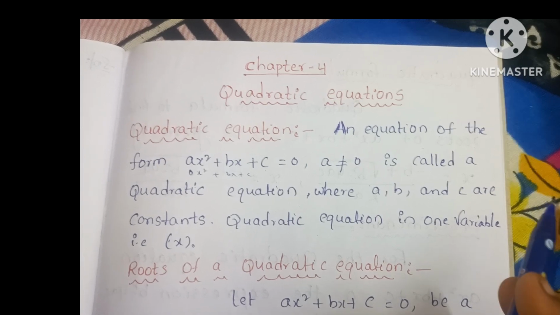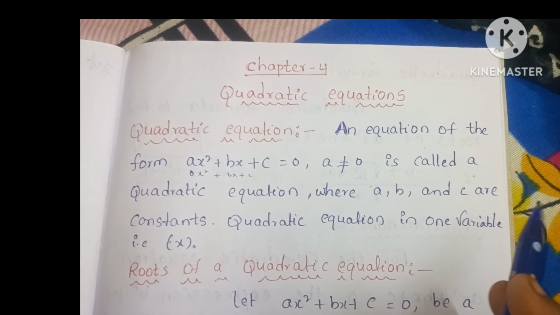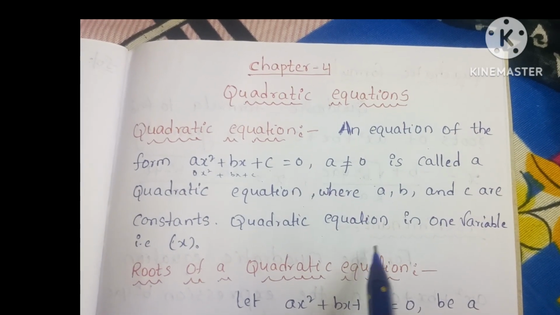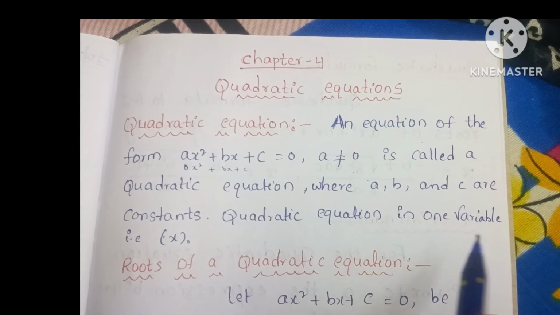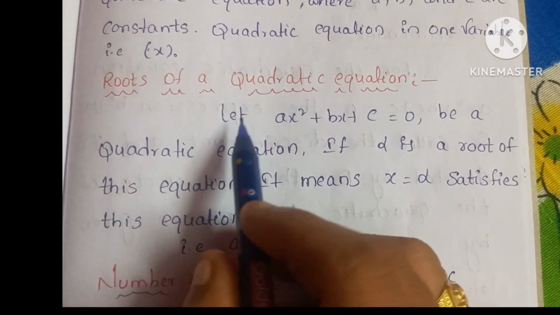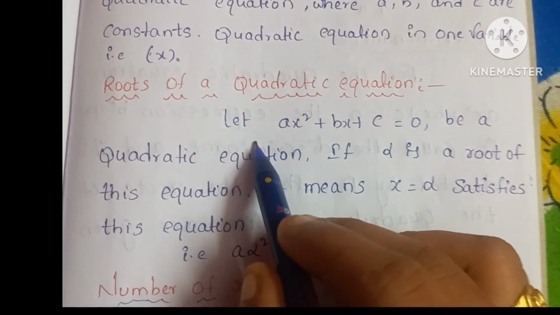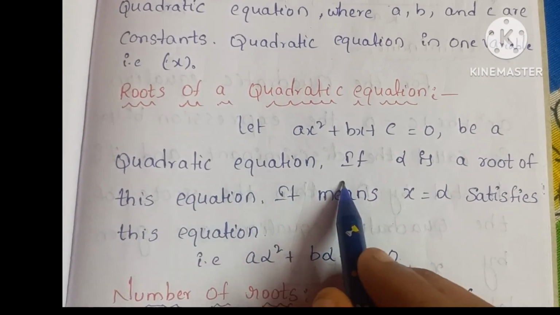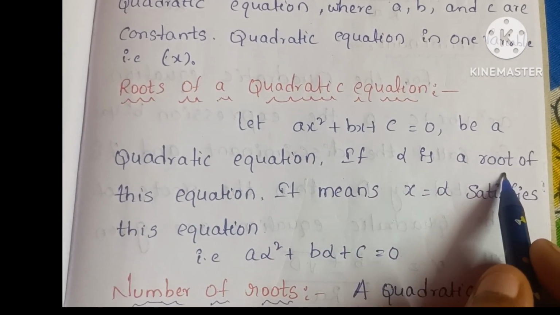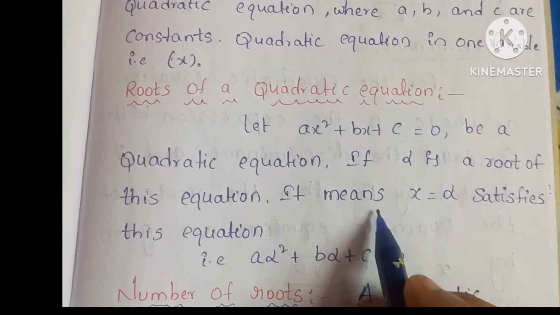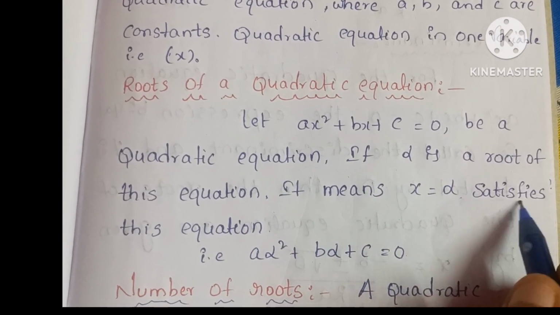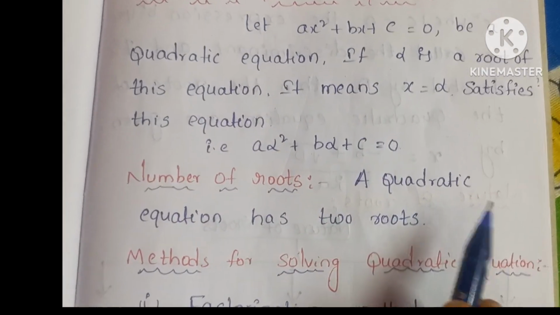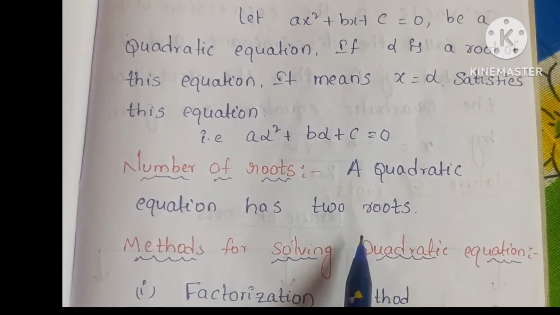Now if we solve this equation, we get the x values. These values are called the zeros of the polynomial. Roots of a quadratic equation: let ax square plus bx plus c equals 0 be a quadratic equation. If alpha is a root of this quadratic equation, it means x equals alpha satisfies the condition. Next, number of roots: a quadratic equation has 2 roots.